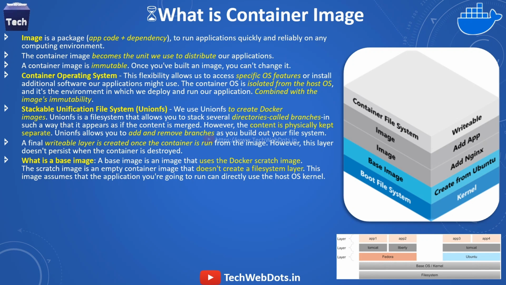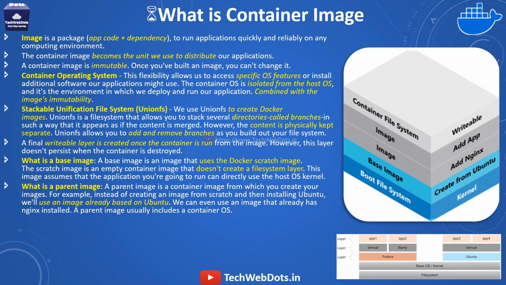So what is a base image? You must have heard of base image, and the parent image. A base image is an image that uses the Docker scratch image. The scratch image is an empty container image that doesn't create a file system. It means it's blank, an empty container. There's no file system, and this image assumes that the application you are going to run can directly use the host operating system kernel, not the container operating system kernel. That level of image we call a base image.